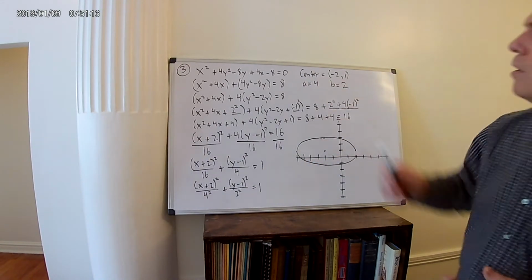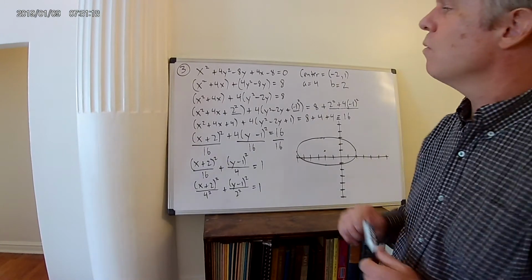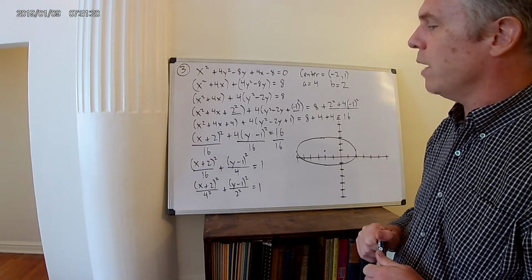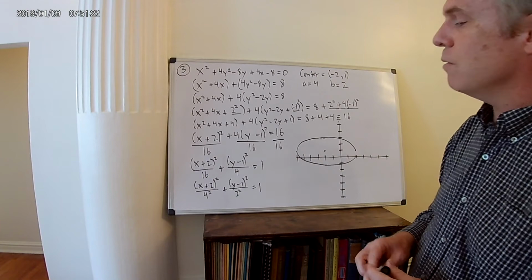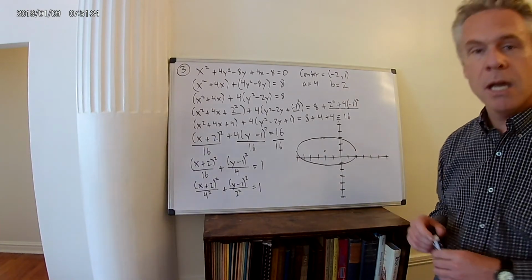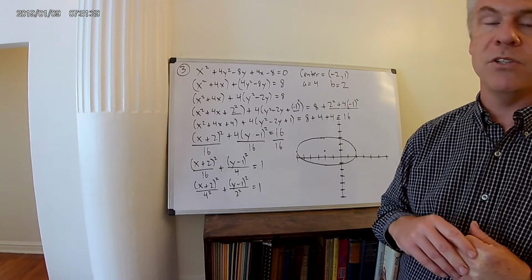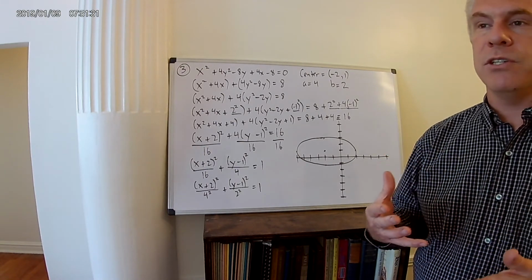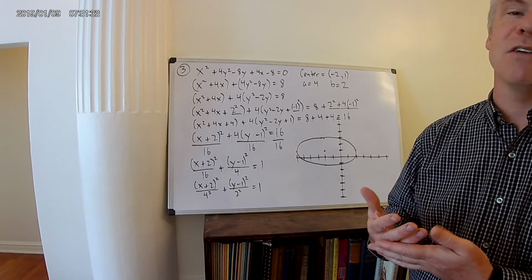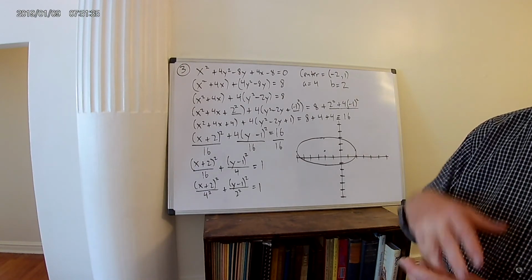So this was a third example problem, the hardest of the lot, where we had to actually complete the square in both x and y to find the standard form of the equation of our ellipse. In part 3, I'm going to talk about one more aspect of ellipses, which has to do with eccentricity and really the definition of an ellipse. So that'll be coming in a minute.